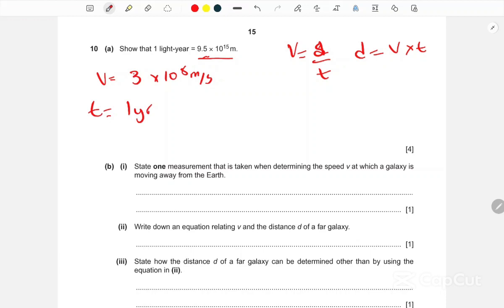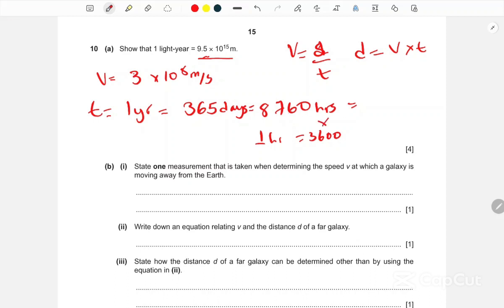But we have to convert this into seconds. So 1 year is the same as 365 days. And in each day we have 24 hours. So 24 times 365, we have 8,760 hours in 365 days. And we know that for every hour, there's 3,600 seconds. So we multiply this by 3,600.